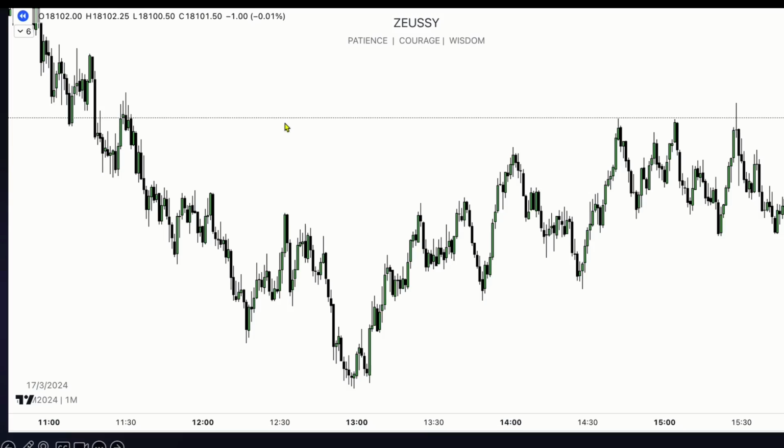So here we are again on a blank chart. I'm going to kindly request you to take a good look at this chart for around 10 to 15 seconds. I'm going to mute myself again, so good luck.